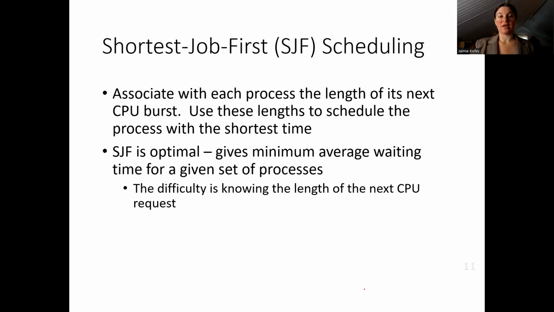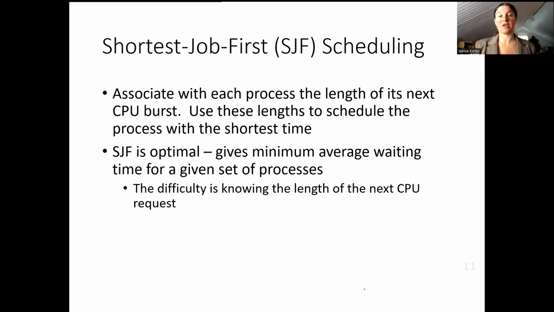We might decide that instead of running these processes in the order in which they were received, we instead would want to use shortest job first scheduling. In this version of a policy for CPU scheduling, we're going to associate each process with the length of its next CPU burst. And we're going to use those lengths in order to schedule the process with the shortest CPU burst first. As far as waiting time goes, shortest job first is optimal.